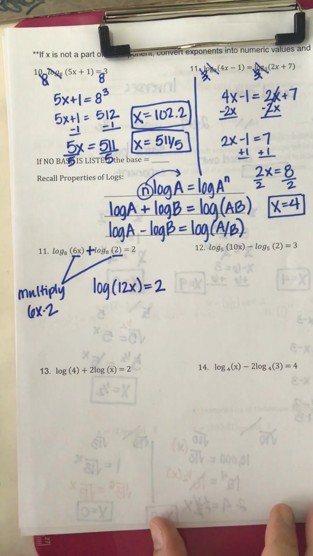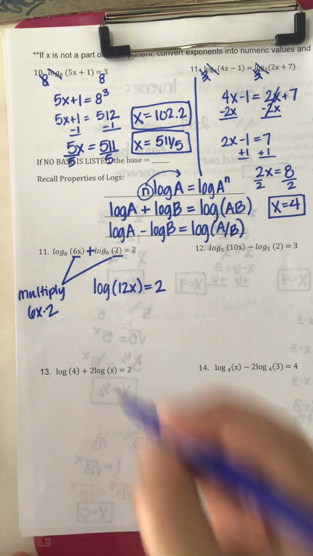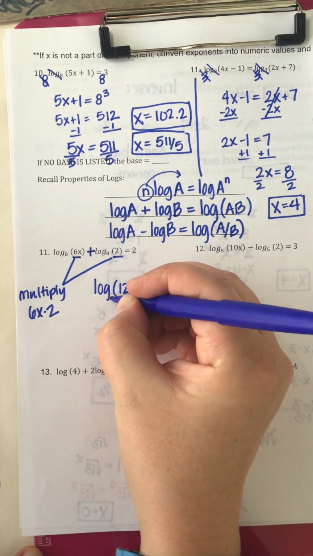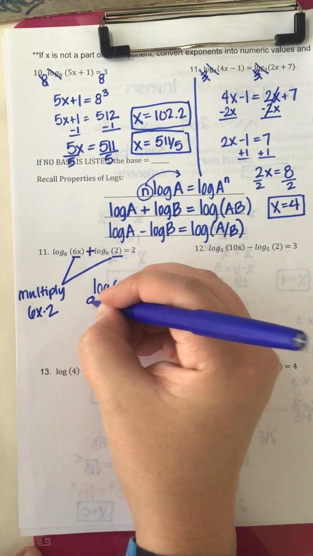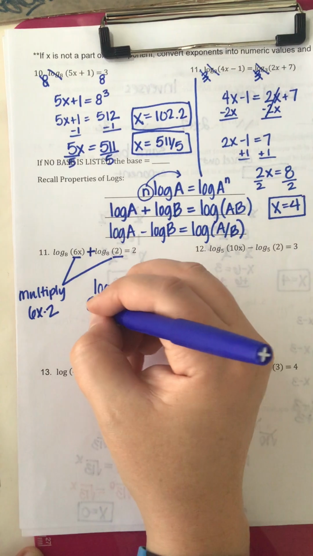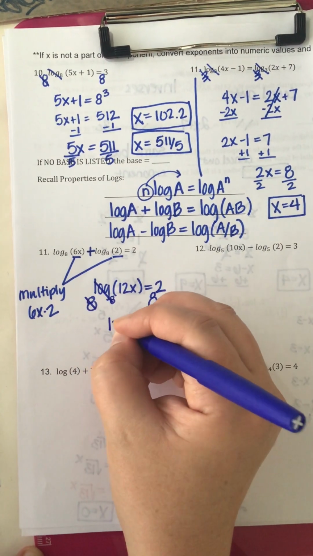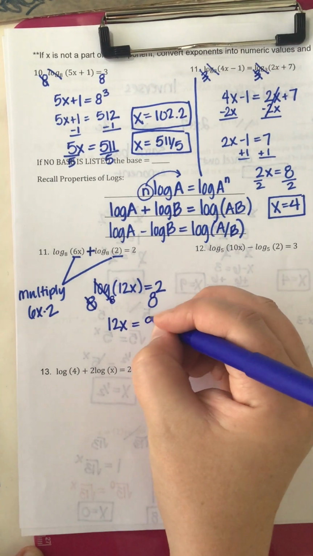equals 2. Okay, but how did I go to 12x? I took the 6x and the 2 and I multiplied to get them into the same log. Now, what was my little number that I forgot to write? And if it's a little 8, how do I cross it out? I use a big 8. So my little 8 and my big 8 cross out. My 12x stays equal to 8 squared.